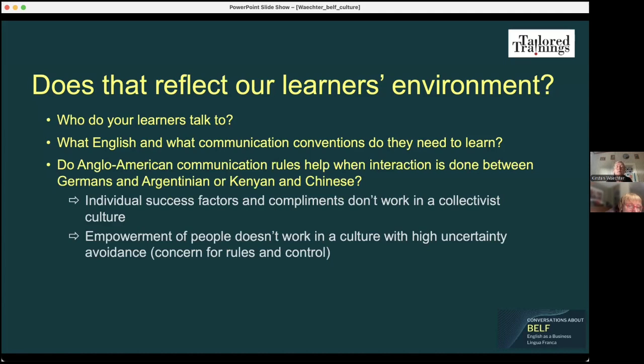If we have these Anglo-American communication rules, does it help me when my German learners, for example, talk to Argentinian people or Kenyan people or Chinese people? So we have to think about certain factors: compliments don't work in, for example, a collectivist culture, and empowerment of people doesn't work in a culture with, as Hofstede calls it, high uncertainty avoidance. High uncertainty avoidance is the high need for rules and control. You want safety, you want a clear path. And then individuals cannot just do things any way they want to, because then the manager isn't in control any longer.